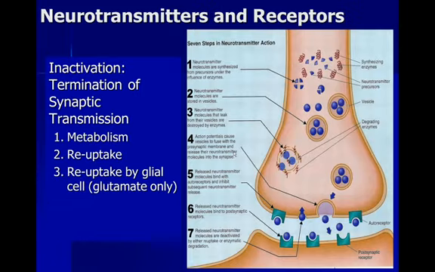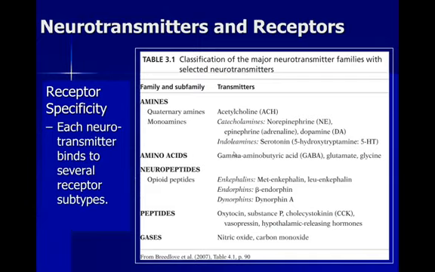So once neurotransmission has occurred, again, we get inactivation by termination of the synaptic transmission through metabolism, reuptake, and reuptake by glial cells. And this only occurs for glutamate. And of course, we have autoreception shutting off the process at the presynaptic neuron. It's important to understand that there is a great deal of receptor specificity. Each neurotransmitter binds to several receptor subtypes.